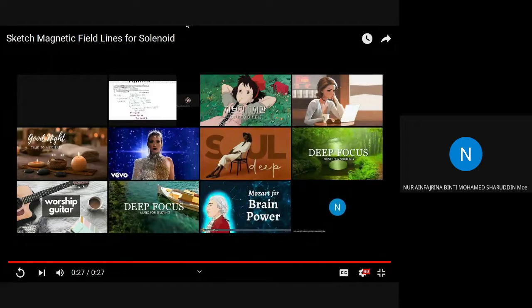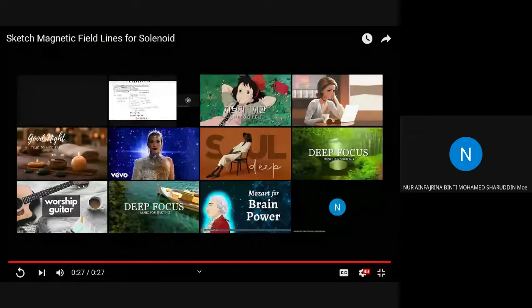Okay, boleh. So, macam Miss cakap, your fingers is going to be your direction of current. Meanwhile, your thumb is going to be, give me a moment ya. Okay, dan thumb awak dia akan jadi north pole. Okay, so Miss nak korang try buat, tengok. Korang akan dapat north pole belah kanan ataupun belah kiri.